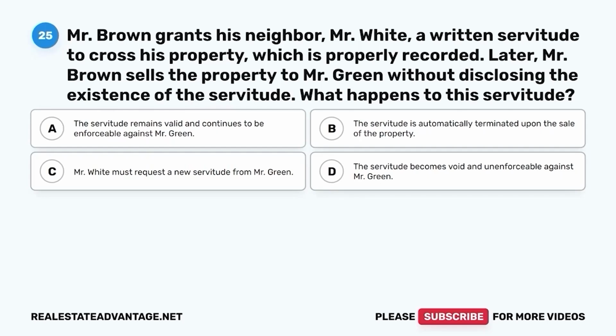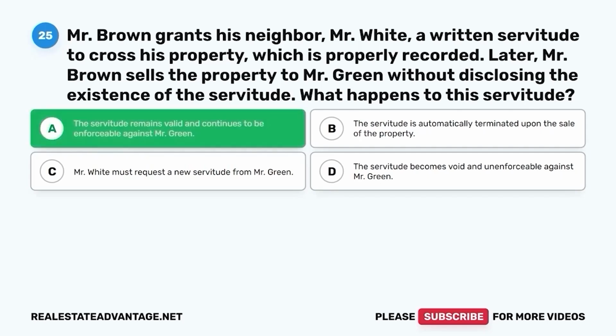A. The servitude remains valid and continues to be enforceable against Mr. Green. B. The servitude is automatically terminated upon the sale of the property. C. Mr. White must request a new servitude from Mr. Green. D. The servitude becomes void and unenforceable against Mr. Green.